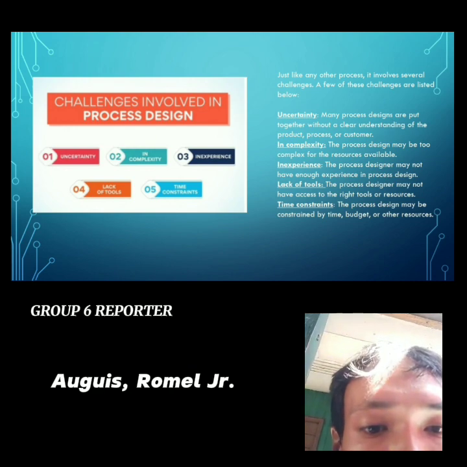Lack of tools, the process designer may not have access to the right tools or resources.